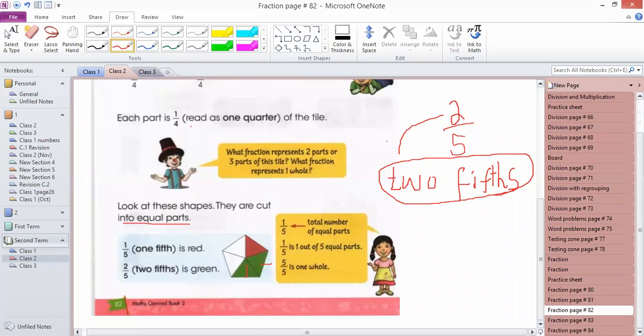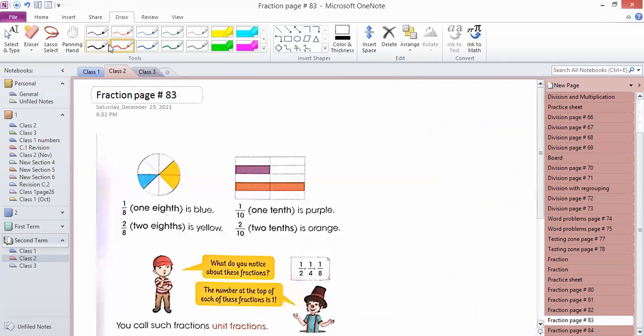And how many are green in the pentagon? You will say 2/5 are green. Is it clear, guys? Yes, sir. Good. Move to page number 83, boys.